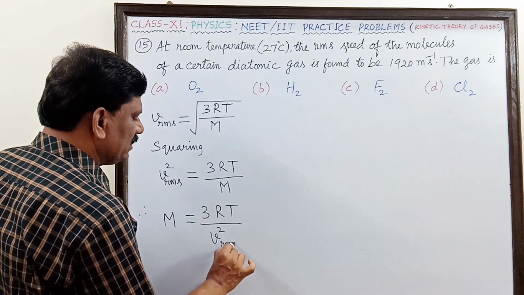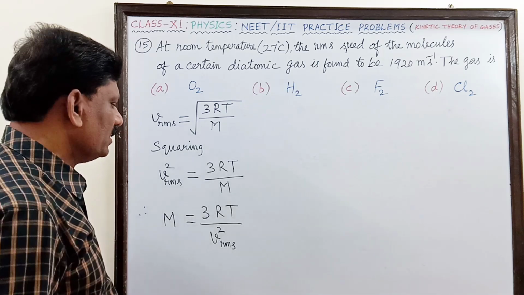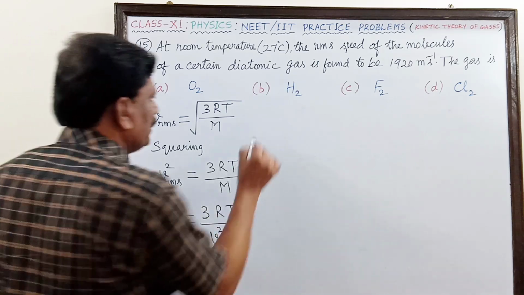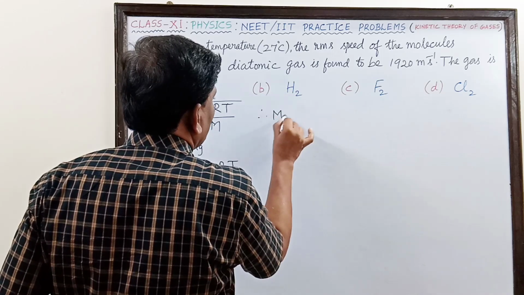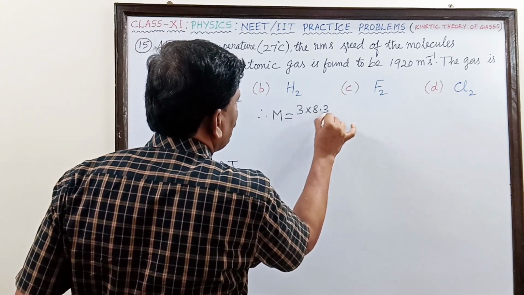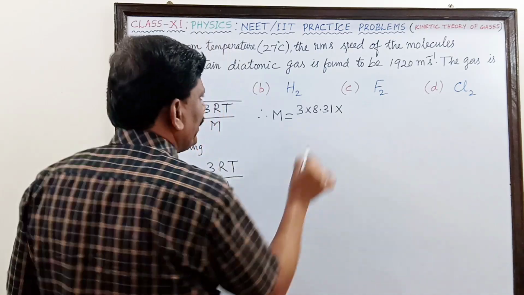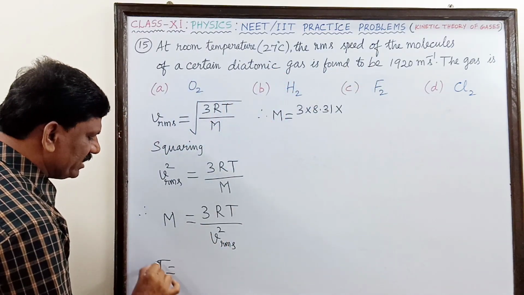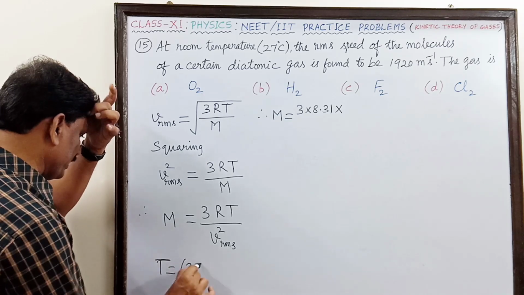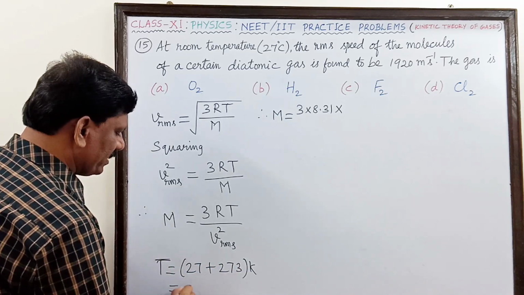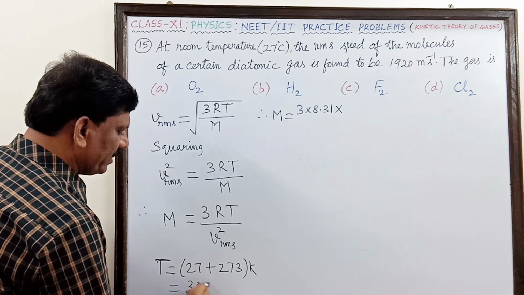So this is to be substituted now. So gas constant, we must remember it is 8.31. Therefore, M is equal to 3 multiplied by 8.31 multiplied by temperature. T is given in degree Celsius 27. So this is 27 plus 273 in Kelvin. So this is equal to 300 Kelvin.